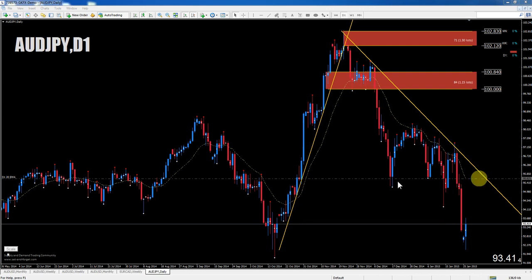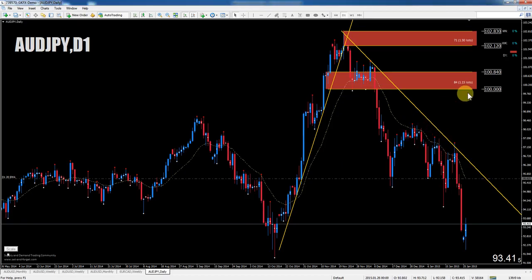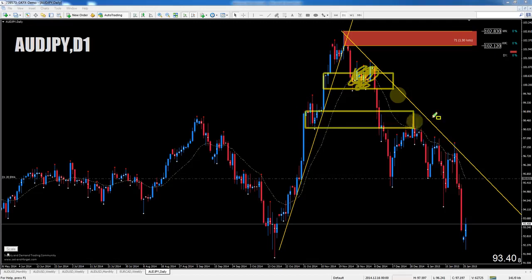The second scenario, I don't have an example right now in mind, but the two areas of demand taken out, no possibility of drawing a descending trend line. The uptrend video defines that in an example, but let's imagine here something. Imagine that this doesn't exist, that didn't happen. So we've got one area of demand, two areas of demand. And now imagine that price drops heavily in an explosive move down and removes one area and two areas of supply. So we don't have the possibility of drawing a descending trend line. Why? Because this didn't happen.